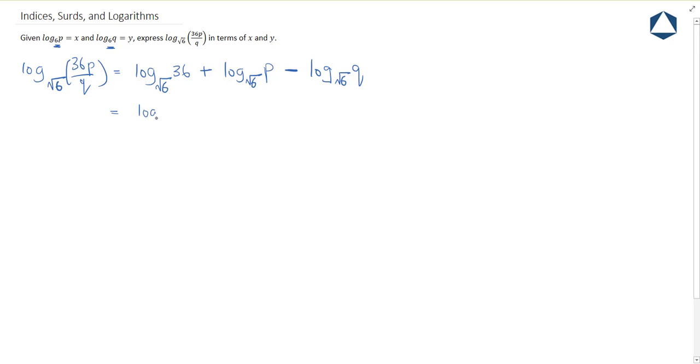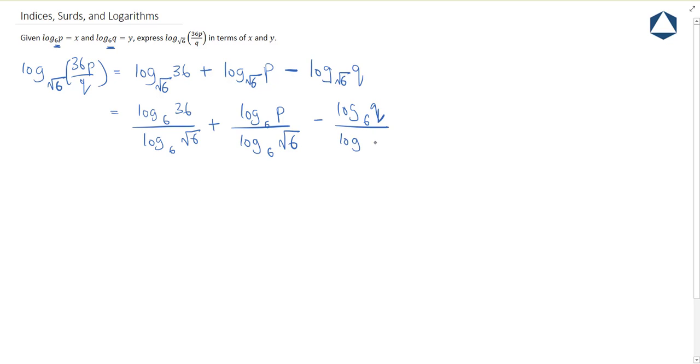So that will be log 36 to base 6 over log square root of 6 to base 6, plus log p to base 6 over log square root of 6 to base 6, minus log q to base 6 over log square root of 6 to base 6.